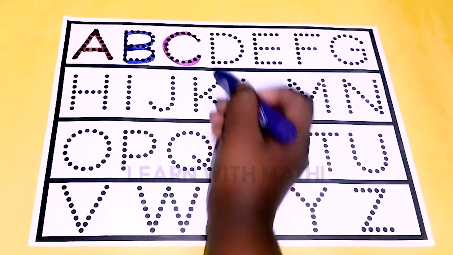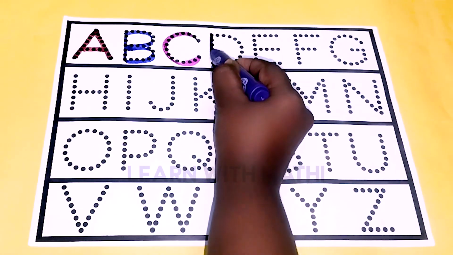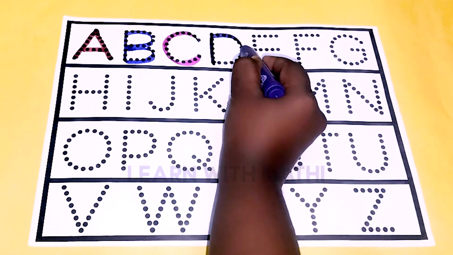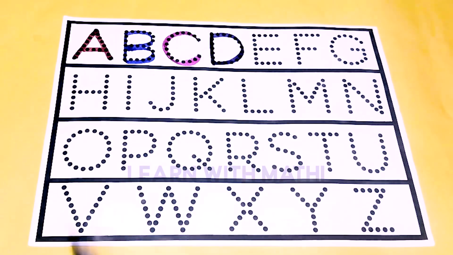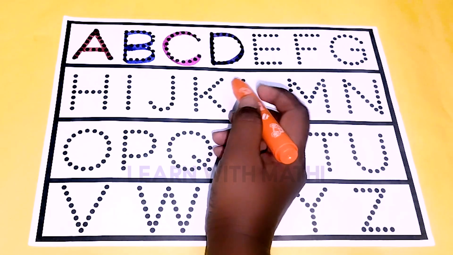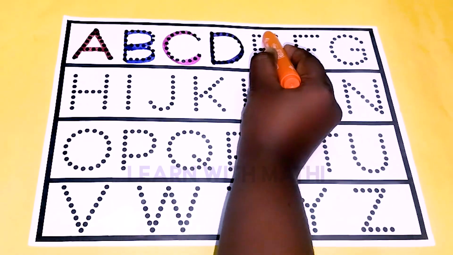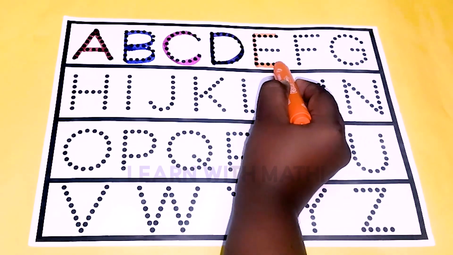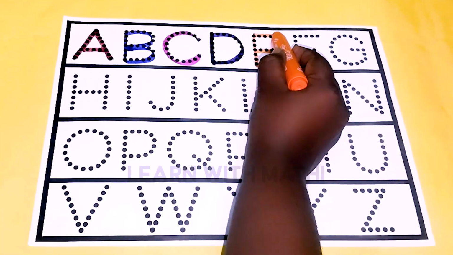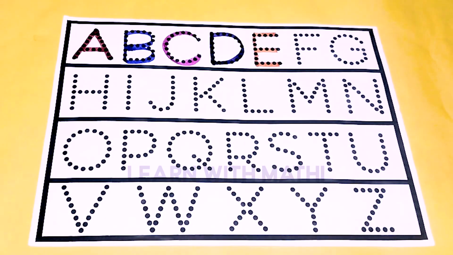This is purple color. D. D for donut. This is orange color. E. E for elephant yam.